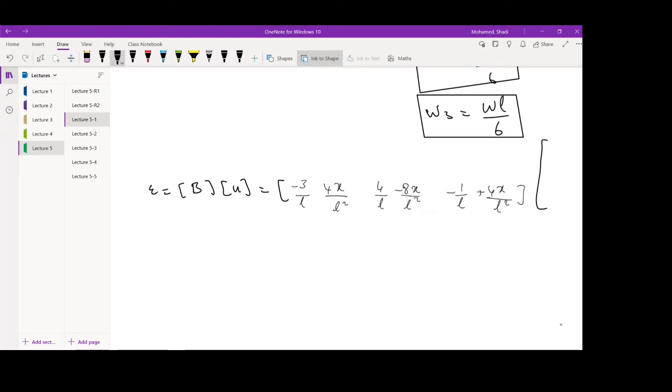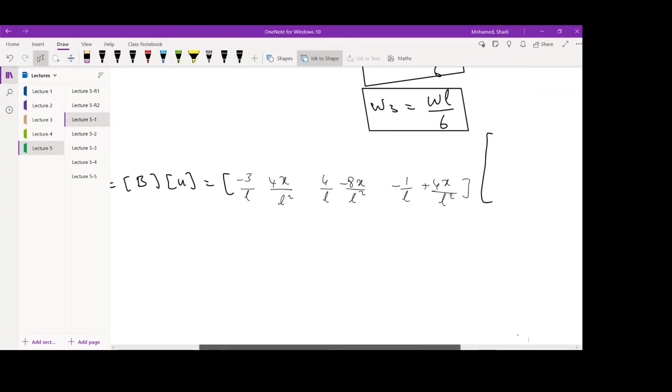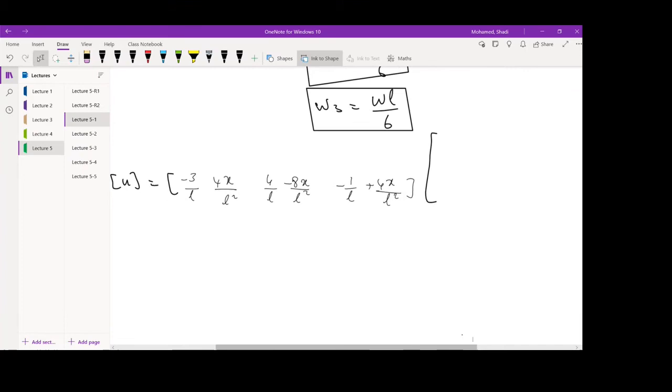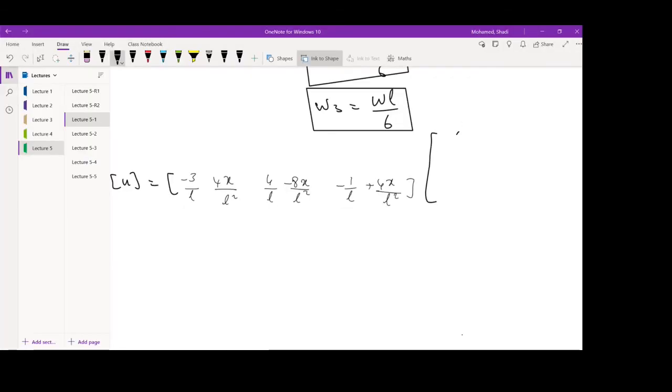Now I'm going to write the displacement vector we have in this case. The displacement vector is what we have here: 0, then 3 over 8, and then 1 over 2. And obviously the whole thing is multiplied by WL squared over EA.